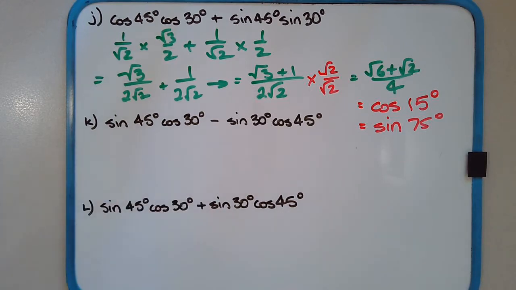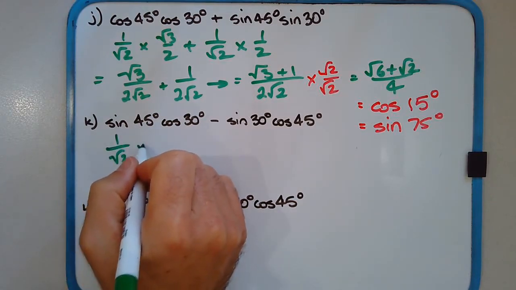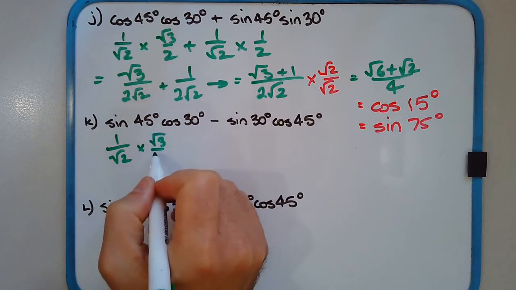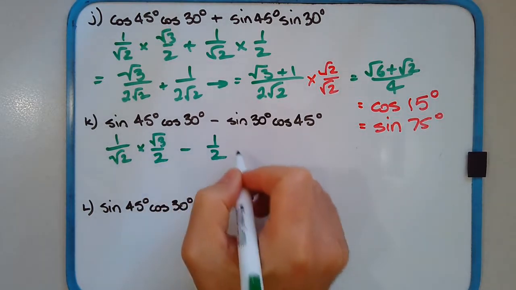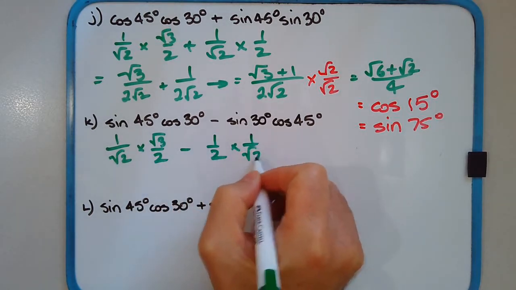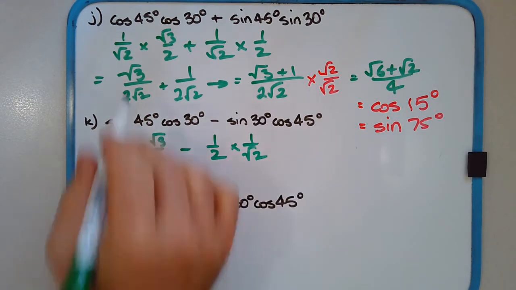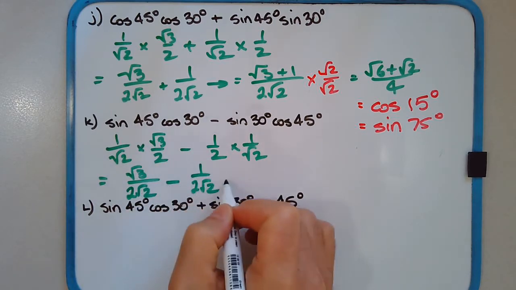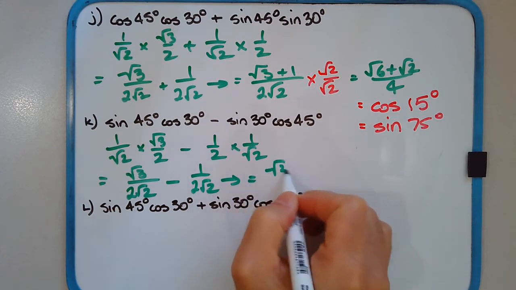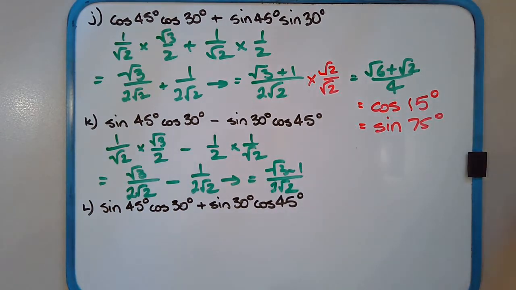In fact, let's have a look at K and L. We'll do this one quickly. So sine of 45, cos of 30. Again, this is just practicing the exact ratio. So 1 on root 2 multiplied by root 3 on 2, minus sine of 30, so that's half, multiplied by 1 on root 2. It looks like you're going to get something pretty similar to what we had in the previous example. So that's root 3 over 2 root 2 minus 1 on 2 root 2, and that's equal to root 3 minus 1 on 2 root 2. We've seen that one before, haven't we?